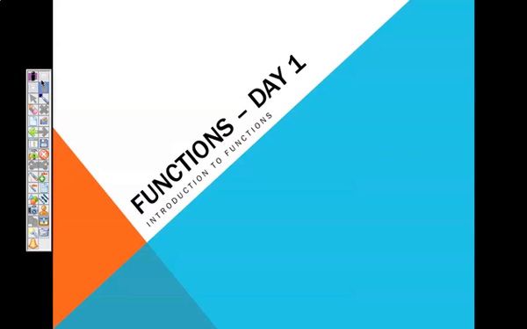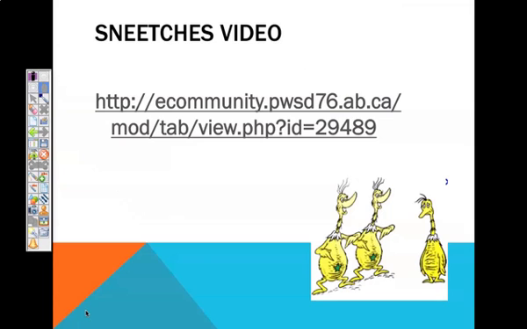Section 4.2 is on functions. We're going to spend 2 days on this, so day 1 is just the introduction. You can start by watching the Sneetches video. Here's the URL. You can go to YouTube and just type in Sneetches. We won't watch it in the podcast, but you can watch it, and you're just going to see how Sneetches are related to functions.